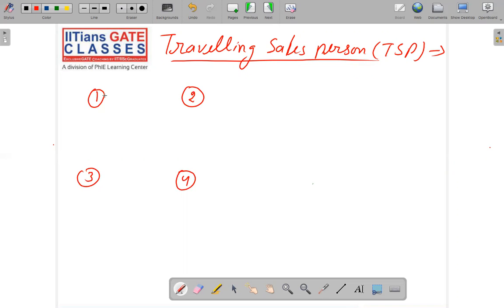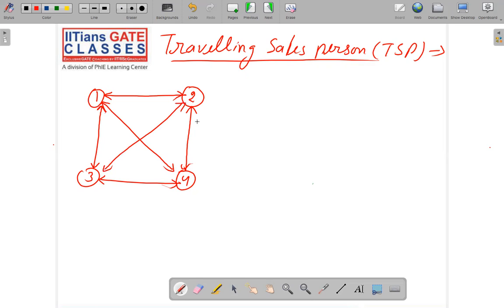It means that there is a path from 1 to 2, as well as a path from 2 to 1. There is a path from 2 to 4, as well as a path from 4 to 2. Similarly, we have roads between every city, or every node, you can say. Within every pair of cities, we have a path. There is no missing path. And it is given that the weight of each path.